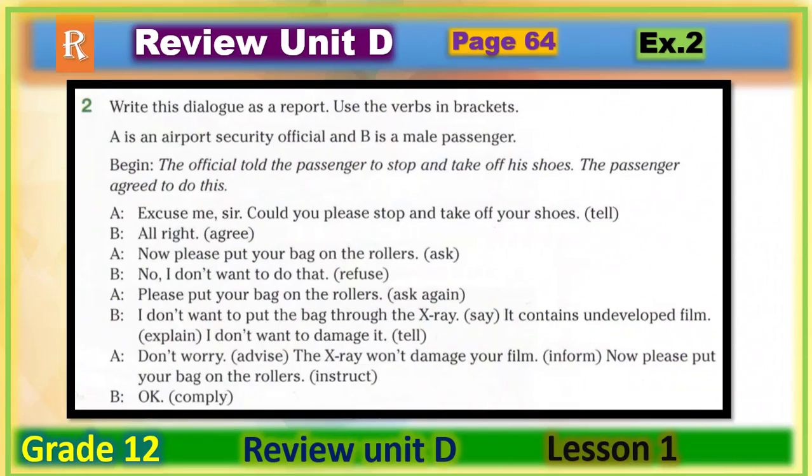Now let's move to exercise number 2. Write this dialogue as a report. Use the verbs in brackets. A is an airport security official and B is a male passenger. Begin. The official told the passenger to stop and take off his shoes. The passenger agreed to do this.